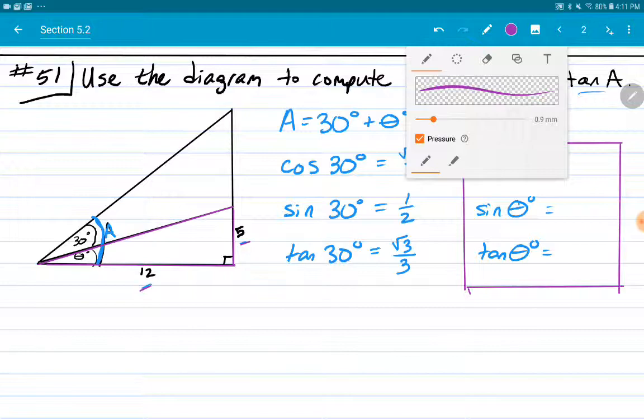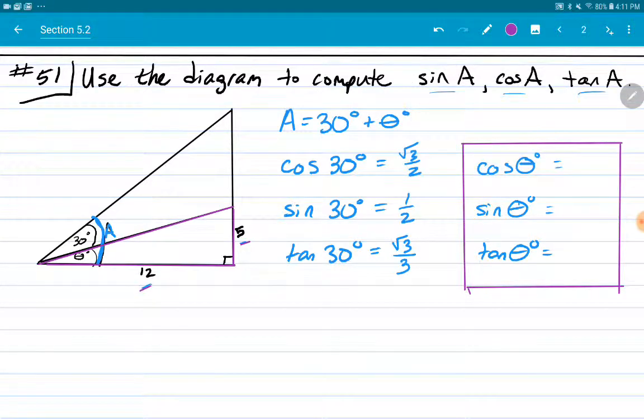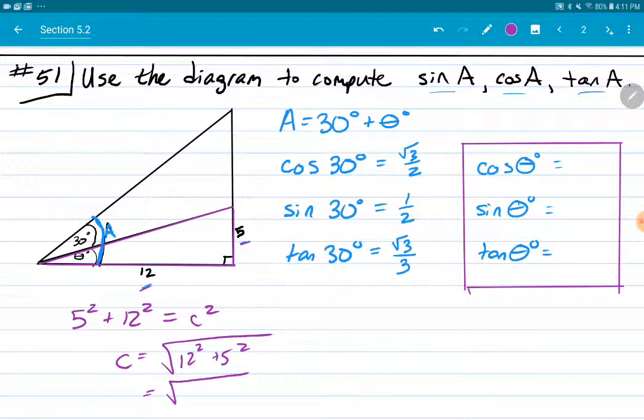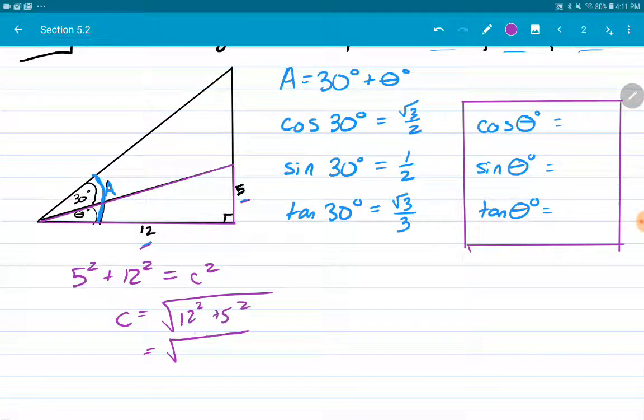Okay, so I can use my Pythagorean triple if you happen to know those by heart. If not, you can always just use the Pythagorean theorem: 5 squared plus 12 squared equals c squared for that third side. So c equals the square root of 12 squared plus 5 squared, which equals the square root of 144 plus 25, which is 169, and that is 13. So this last side is 13. So now I can fill in those sides.